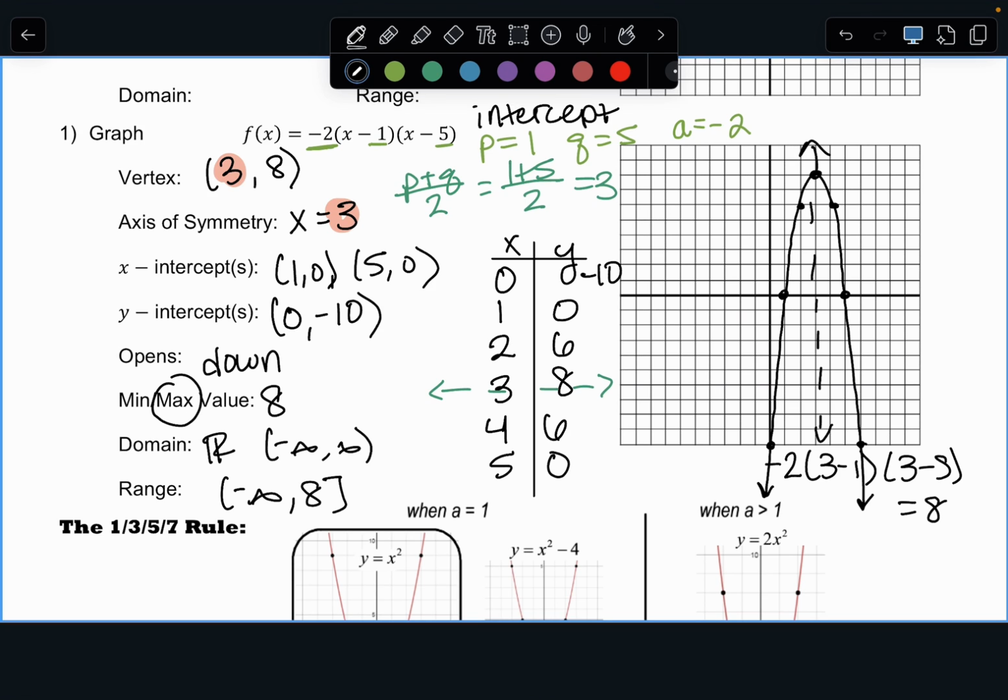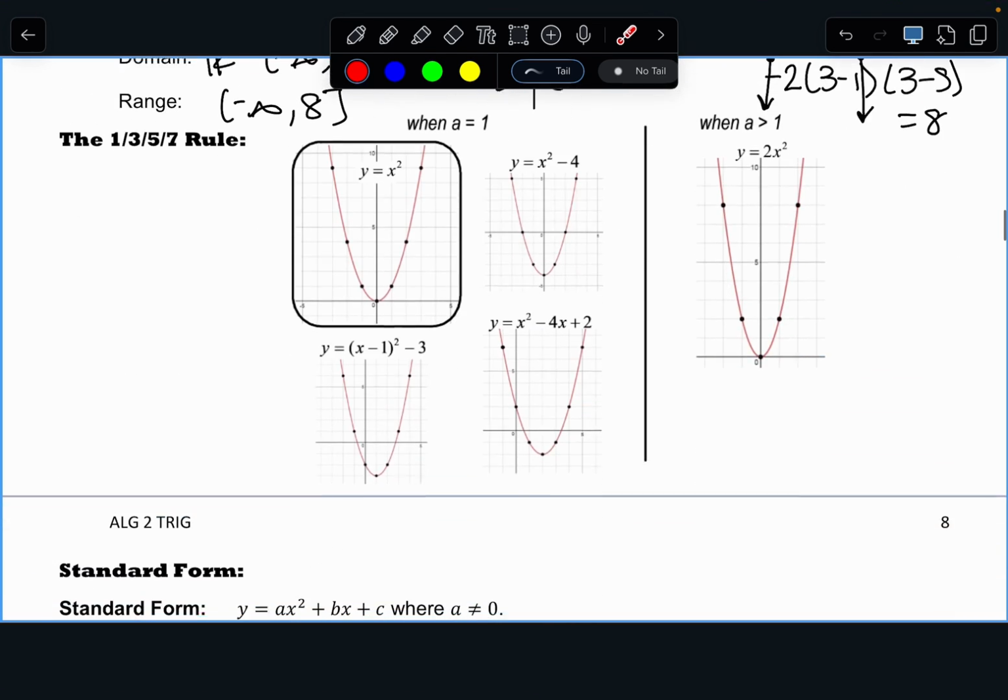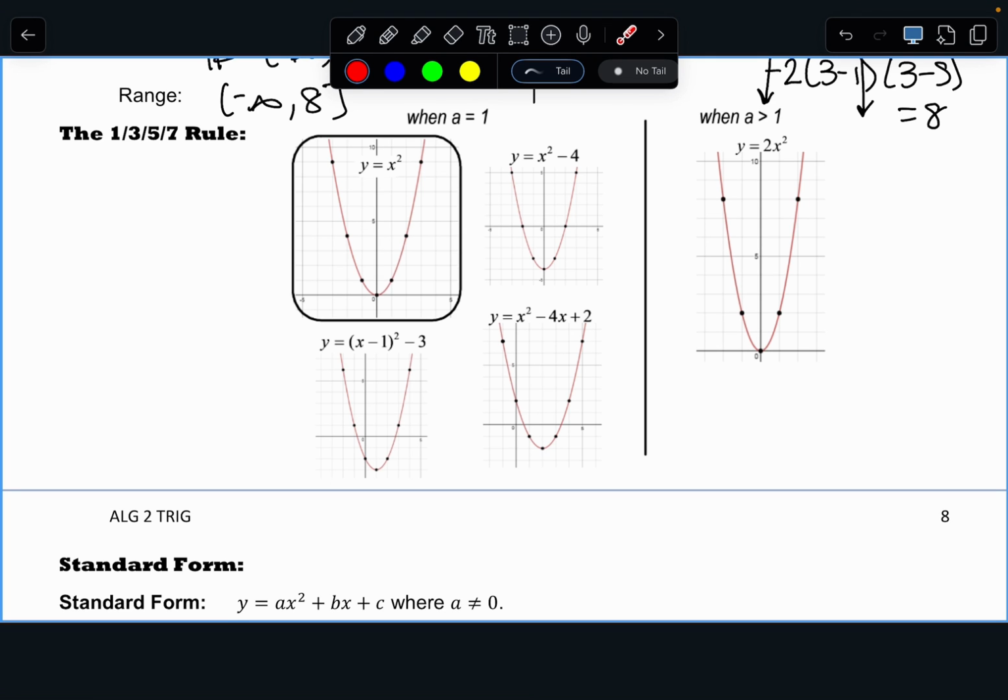Okay. From now on, the only time you ever have to plug in a point is if it's the vertex. Everything else, we're not going to plug in anymore. I'm going to show you a trick. Here's the trick. You will like it, I promise. It all depends on what number A is.